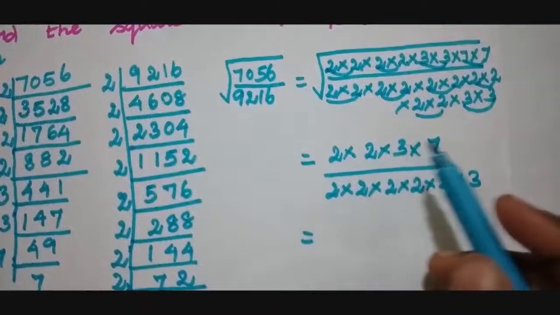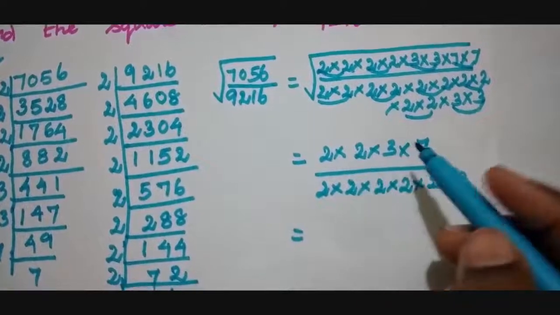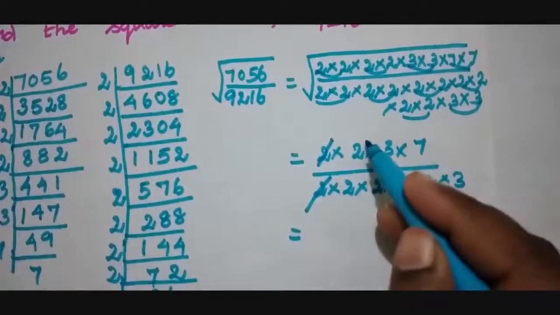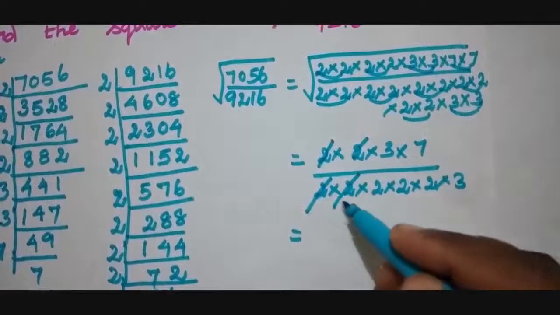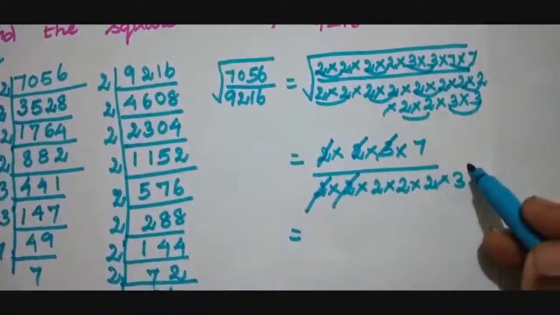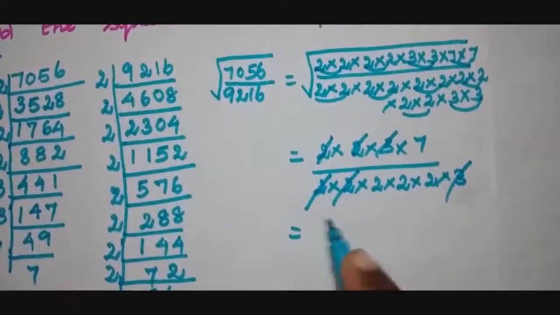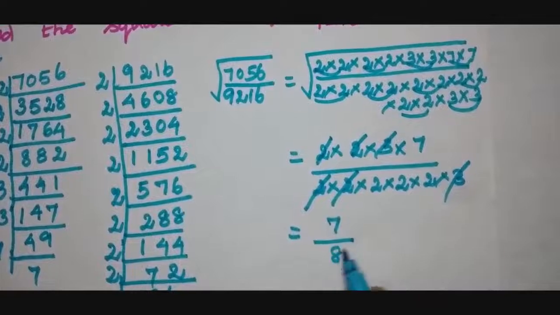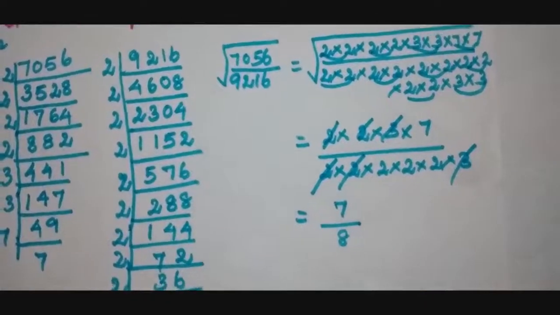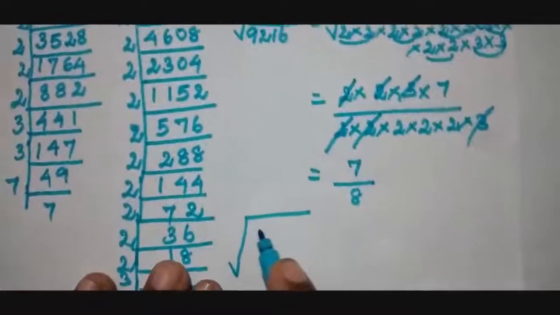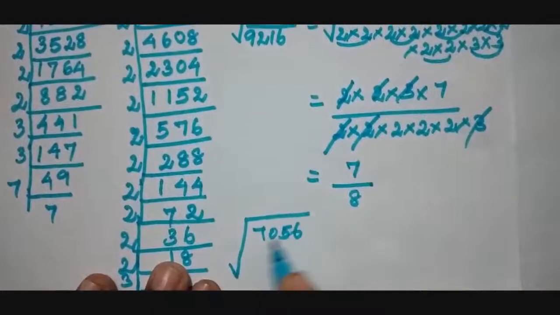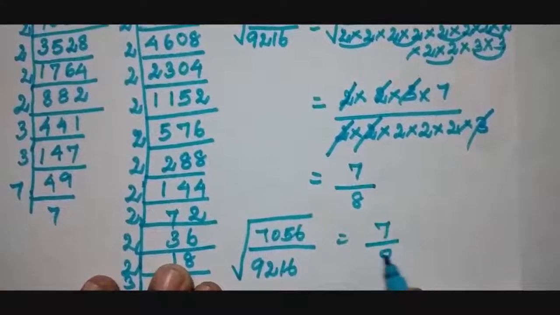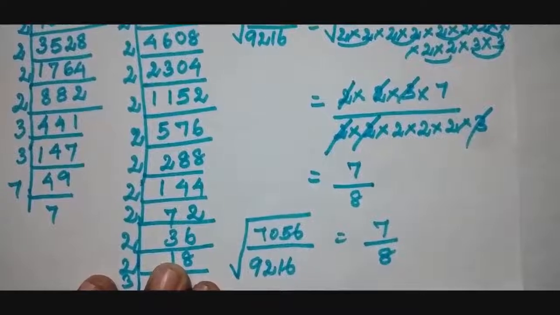2 2's are 4, or we can cancel these two numbers. We can cancel one 2 with the numerator and one 2 with the denominator, and again cancel these 2 2's and one 3 also. So the leftover numbers are in the numerator 7 and the denominator 2 2's are 4, 4 2's are 8. So your answer is root 7056 divided by 9216 is equal to 7 by 8. Is it clear, children? Yes.